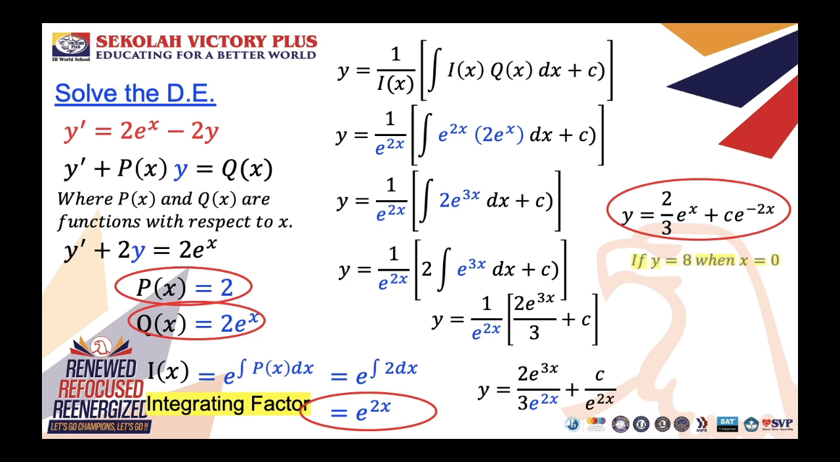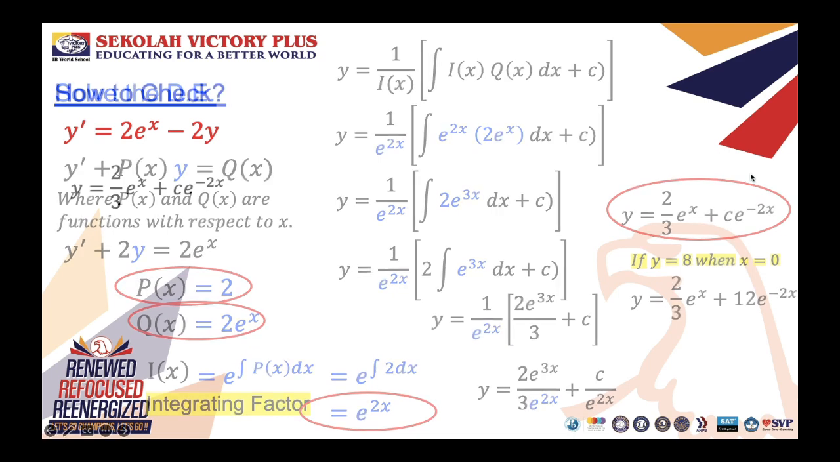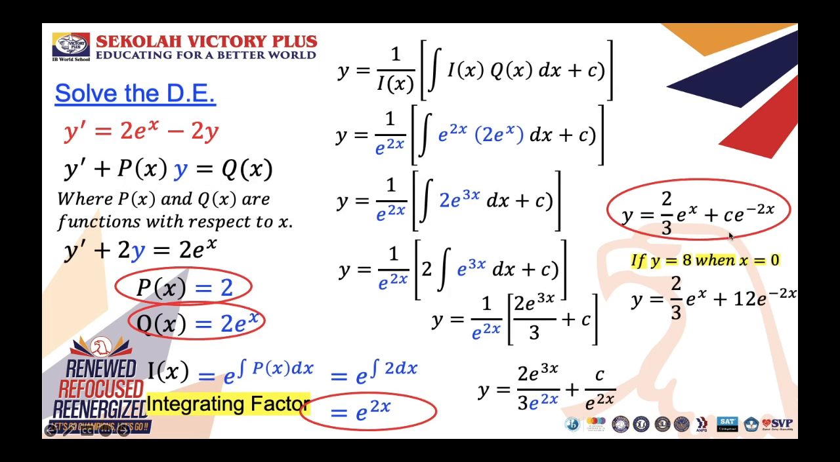However, if you are given conditions, for example, that y equals 8 when x equals 0, you can proceed at finding the value of c in order to get the particular solution. So solving for c, substitute the values given. Thus you will get c equal to 12. When you substitute 8 to the y and 0 to the x, solving it gives you c equal to 12. From there, you can now write your particular solution. All right, and this is how we solve non-separable differential equations.